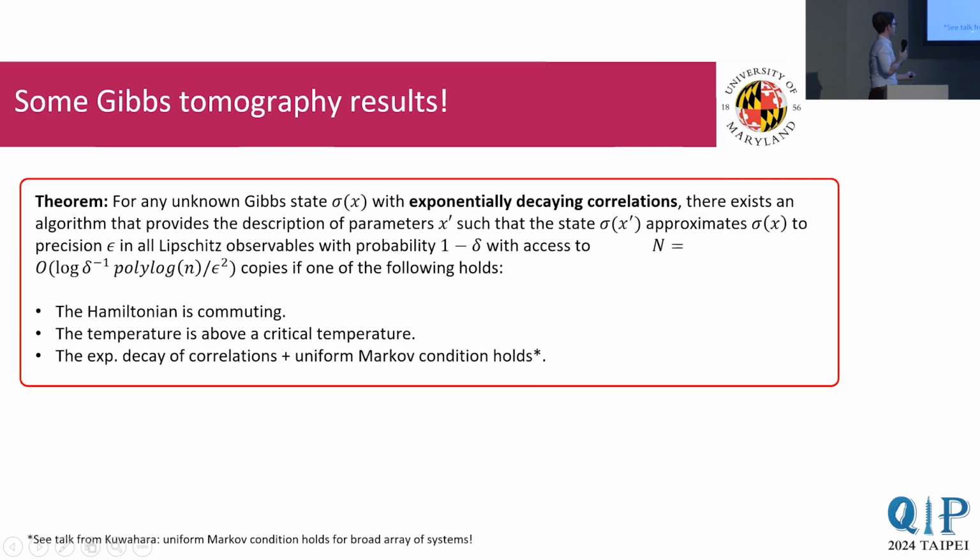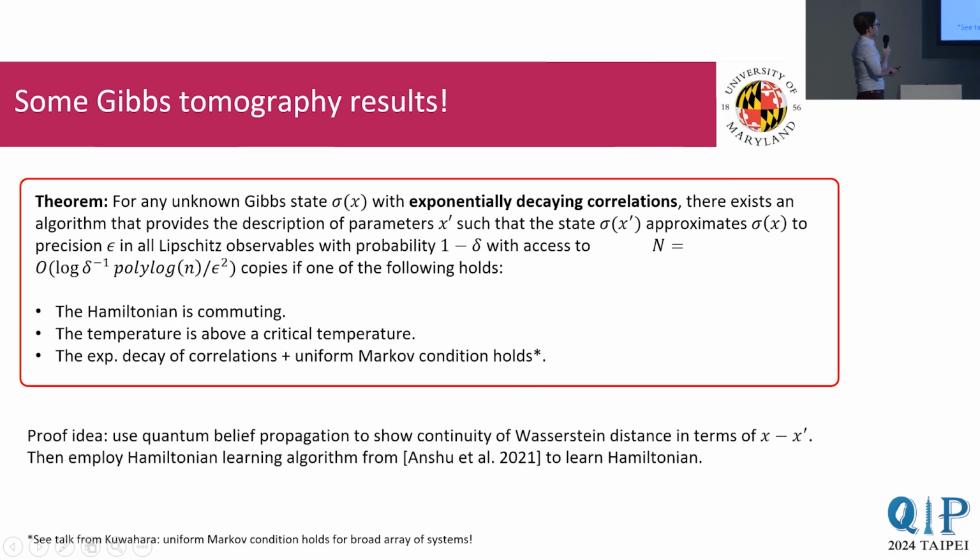And there's a talk earlier about this from Kohawa. The proof of this is not straightforward, but at a high level, you use quantum belief propagation to show the continuity in the Wasserstein distance of order 1. And then you use a Hamiltonian learning algorithm from Anurag and friends.